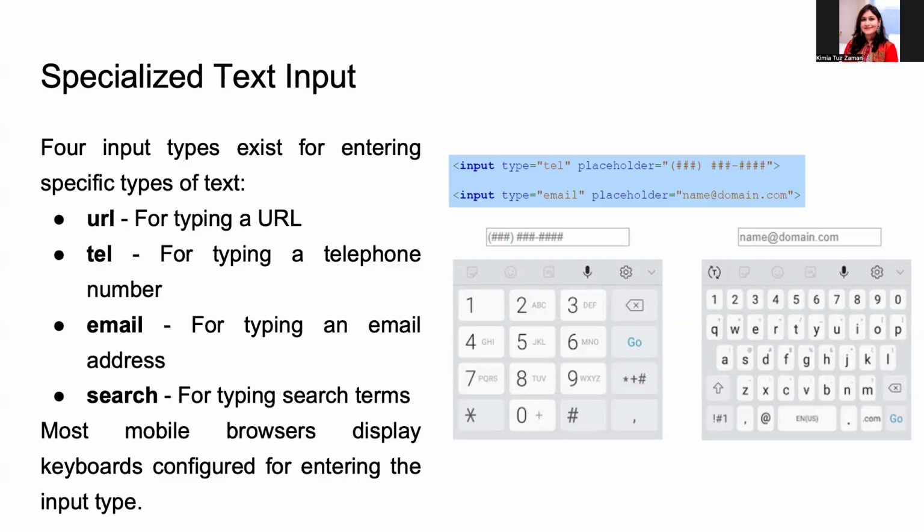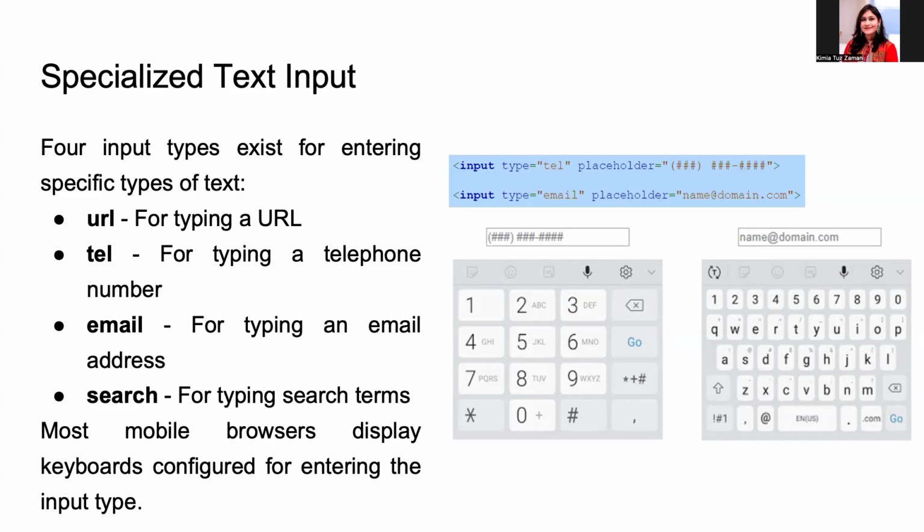Then there is specialized text inputs. These are input types that are tailored for entering very specific kind of text. Instead of just using a plain text box for everything, HTML5 introduced input types that tell the browser what kind of data is expected. There are four important ones here.